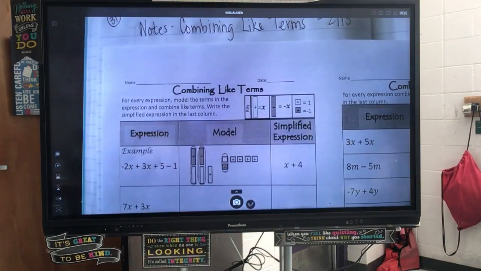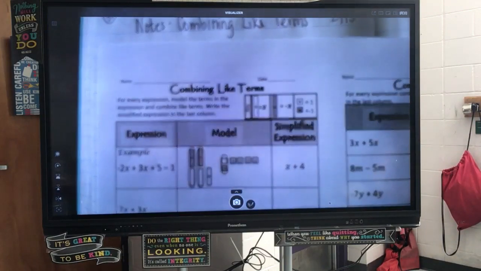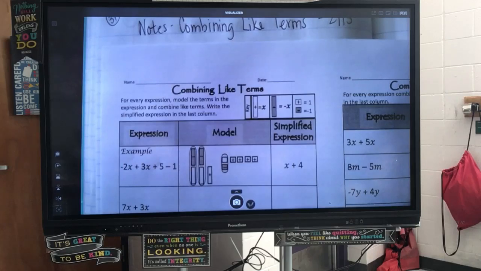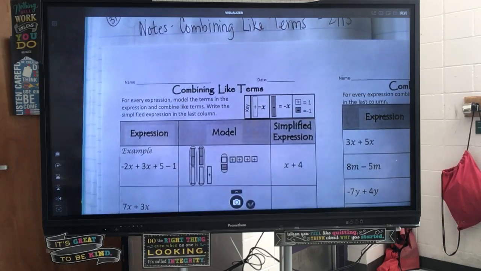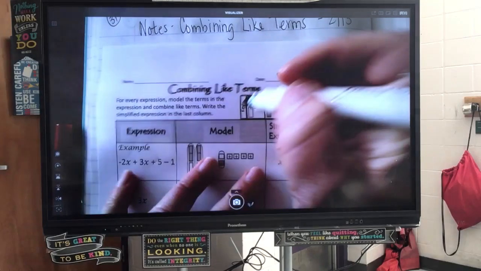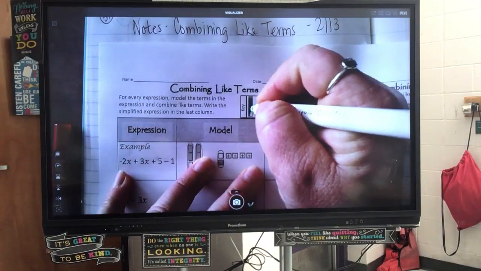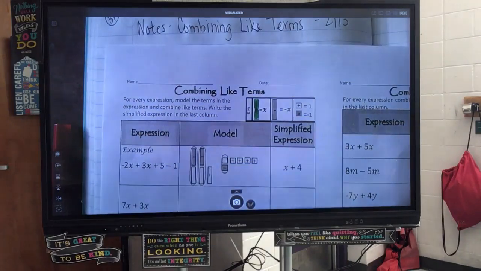This paper says for every expression, model the terms in the expression and combine like terms. Write the simplified expression in the last column. So I'm going to make sure I get these colors right. Plus is going to be green, so just color in your plus green. Minus is going to be red.